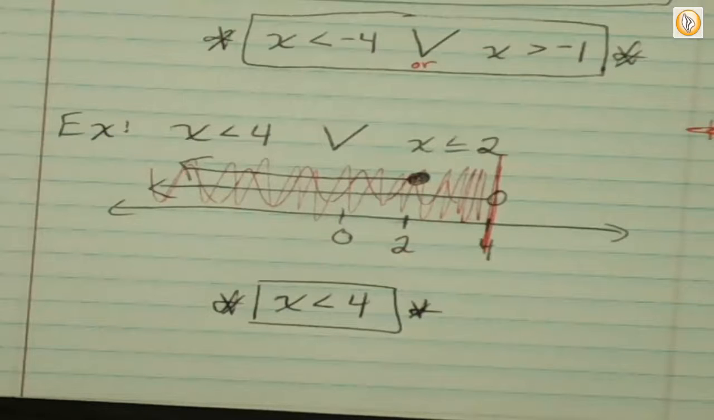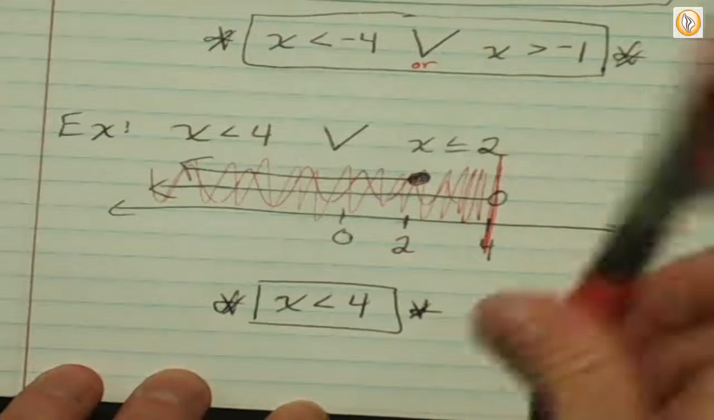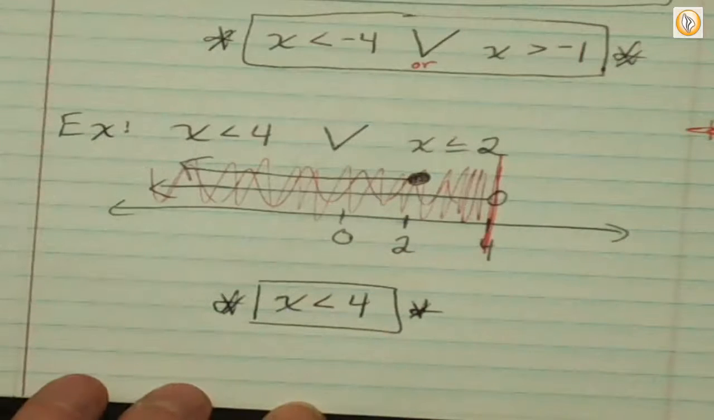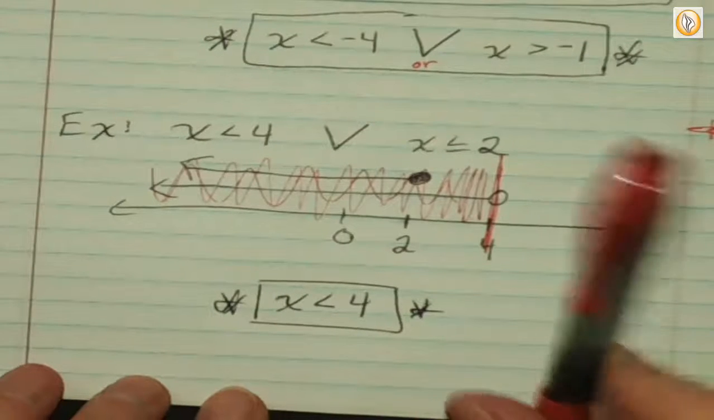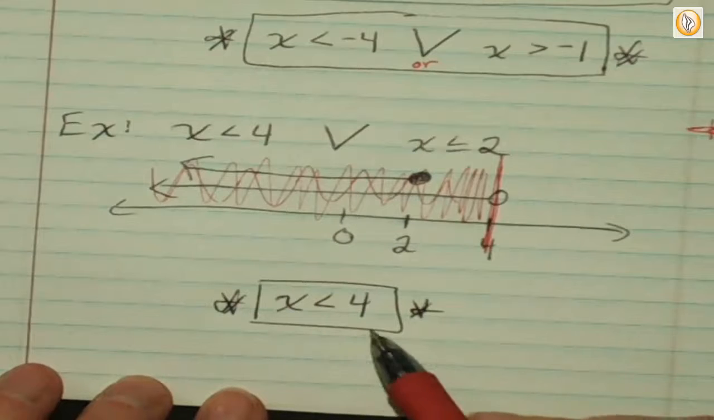So why do you have to put the 4 and not the 2? Because it's just covering 4 and everything in this direction. You don't have to put the 2 down there because they're saying x can be anything less than 4.